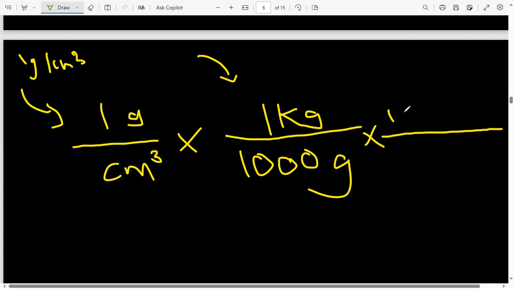So I'm going to say 1 million here, okay? 1 million cubic centimeters. And then down here, I'm going to put 1 meter cubed. So you've seen what I've done here. What I've done here is what you call dimensional analysis in chemistry. Okay, just canceling out units.